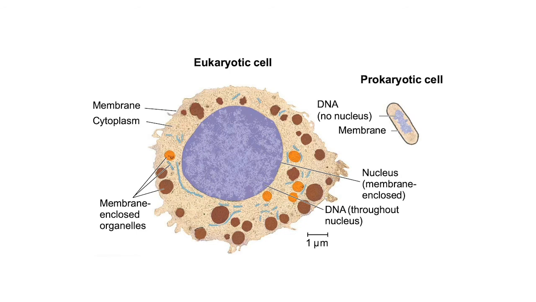And then there are a lot of other regions of the cell that are also enclosed by membranes, and those are the brown and the orange and the blue, so the light blue.